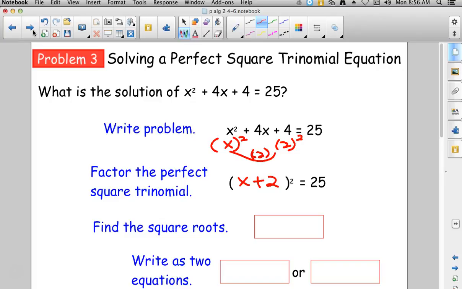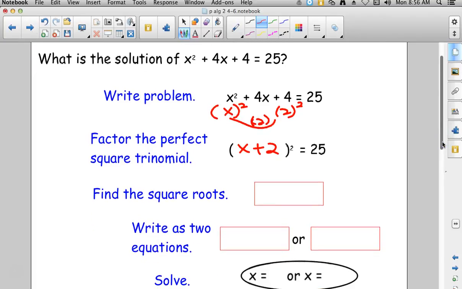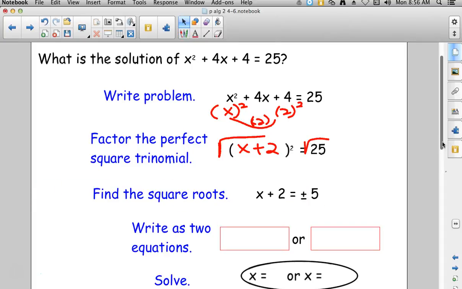And then we remember, when we had something squared before, we took the square root of both sides. So that is what we would need to do here. We'd take the square root of both sides and say, x plus 2 is going to equal plus or minus 5. The square root of 25 is 5. But there's 2 answers there.